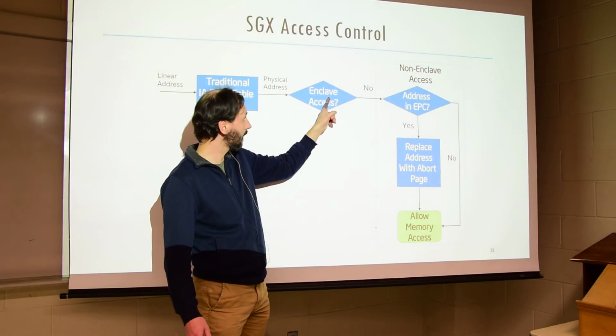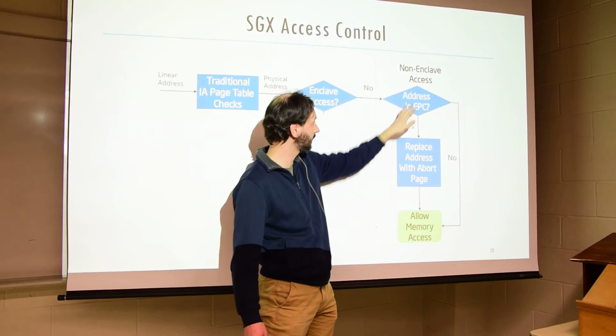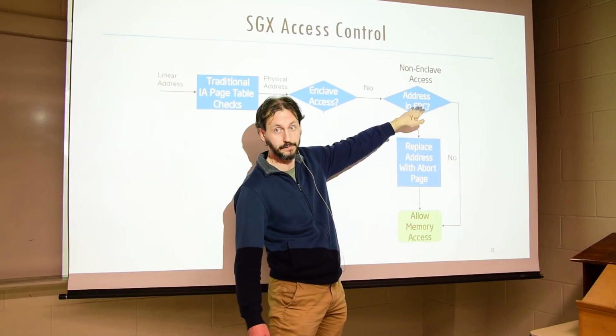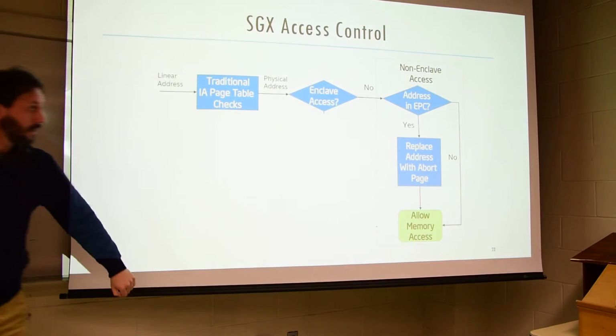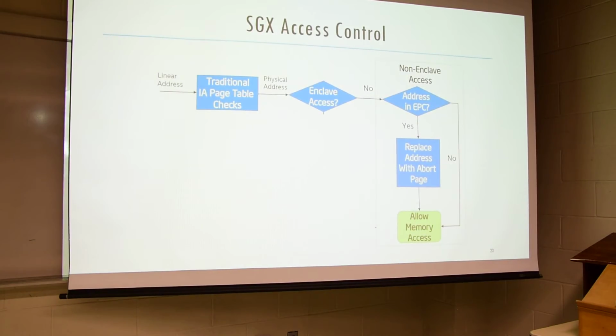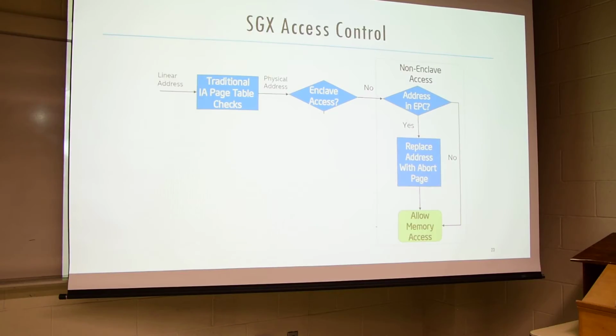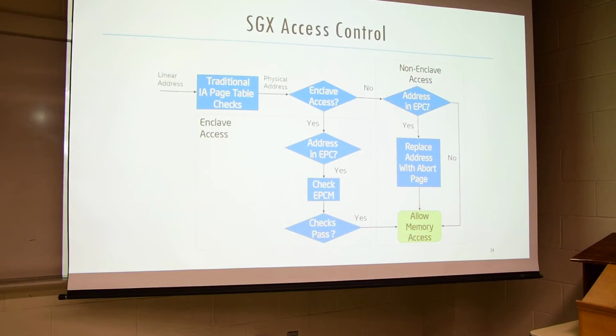It's not true that the enclave was accessing this, but it wants to land in enclave protected memory. So if that is true, you need to do an abort. Now, if not, on the other hand, in other words, we have just an ordinary application, an ordinary mode, not an enclave, accessing ordinary memory in DRAM, then in that particular case we allow memory access.